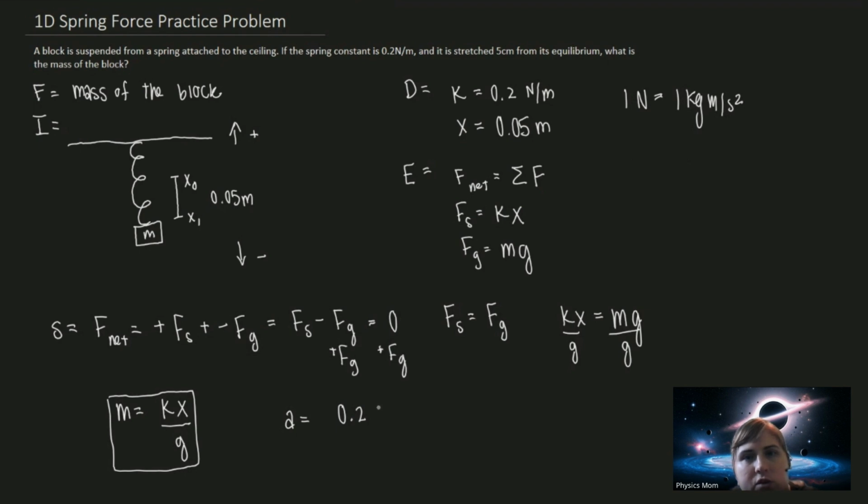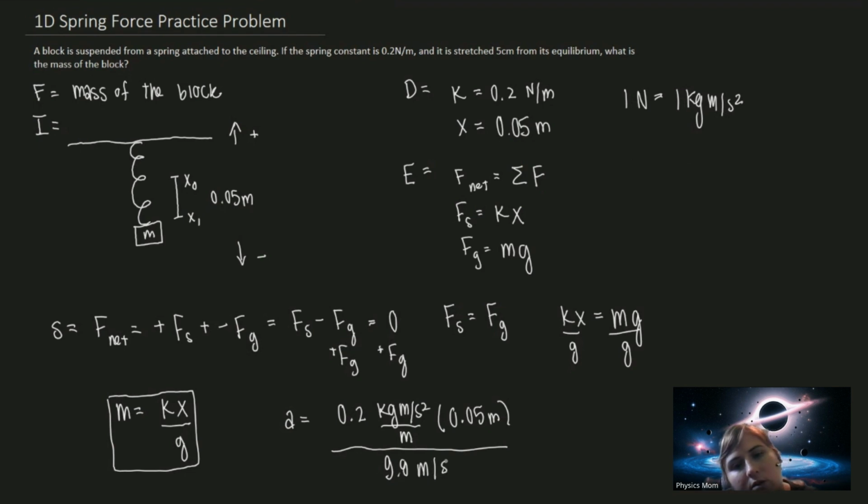So I get 0.2 kilogram meter per second squared. It's a newton per meter, so that's divided by a meter, times the displacement, so that would be times the 0.05 meters, all divided by gravitational pull, so 9.8 meters per second squared. As mentioned before, this should be positive because I already took into account the direction when I made the gravitational force negative going down.